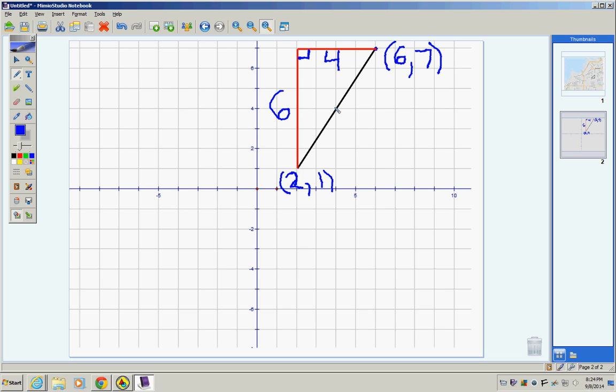To solve for this hypotenuse, and the right angle always points to the hypotenuse, we take 6 squared plus 4 squared equals c squared.